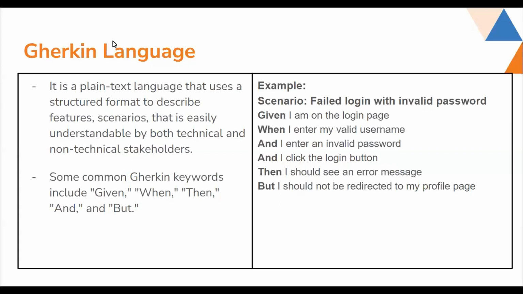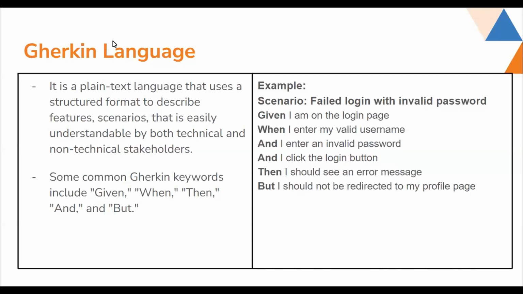Let's dive a bit deeper and understand what the Gherkin language is. As you can see on the screen, it is a basic plain text language that uses a structured format to describe features and scenarios. The main USP of this language is that it can be understood by everybody on the team, all the stakeholders, that is the product owner, the technical analyst, the QA, the developers, and everybody. Anybody can write it and anybody can understand it, and this is one of the main reasons why it is used.